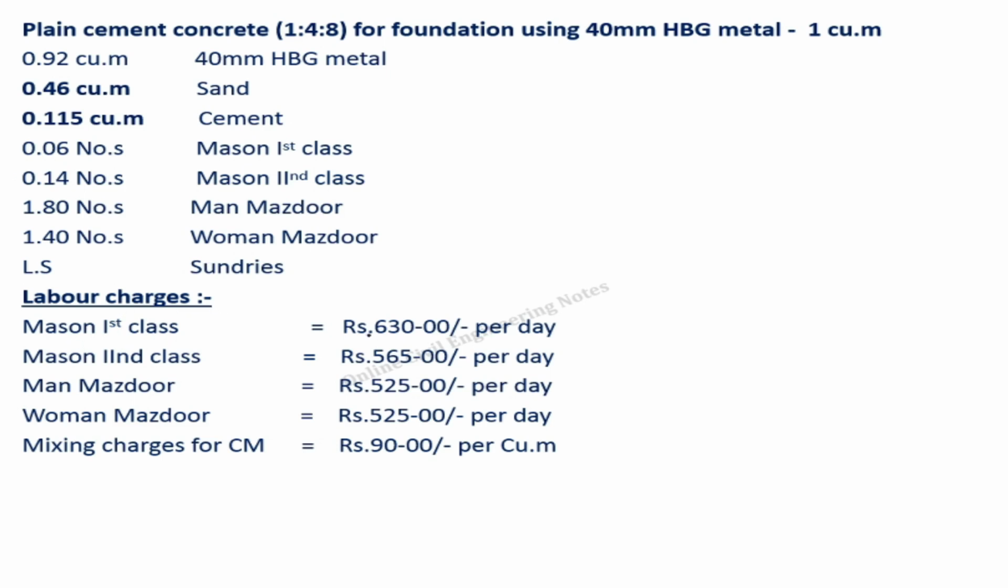Mason first class wage is 630 rupees per day. Second class mason wage is 565 rupees per day. Man mazdoor 525 rupees per day. Woman mazdoor 525 rupees per day. Mixing charges per cement mortar is 90 rupees per cubic meter.